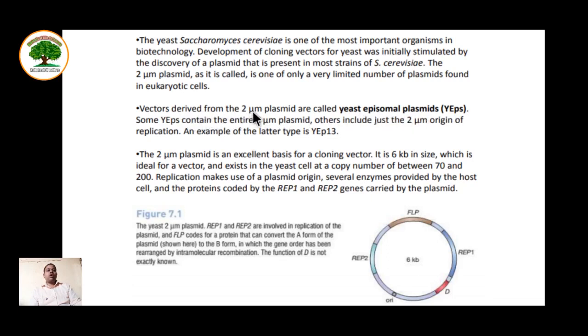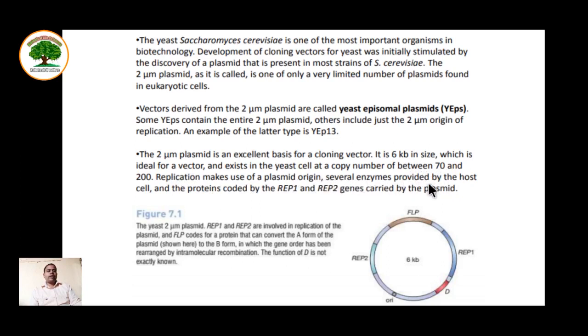It is around 2 micrometer in size. Some YEPs contain the entire 2 micrometer plasmid, others include just the 2 micrometer origin of replication. An example of the latter is YEP13. The 2 micrometer plasmid is an excellent basis for a cloning vector. It's 6 kb in size, which is ideal for a vector, and exists in each cell at a copy number between 70 to 200, and replication makes use of the plasmid origin.